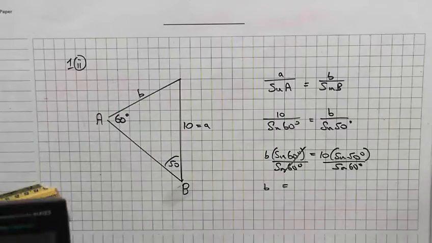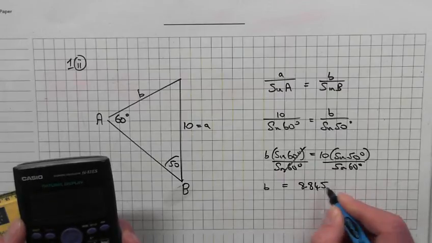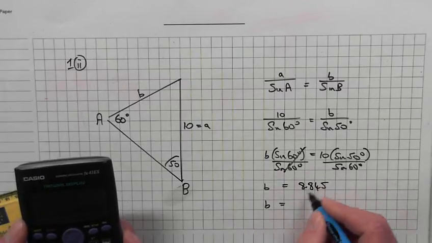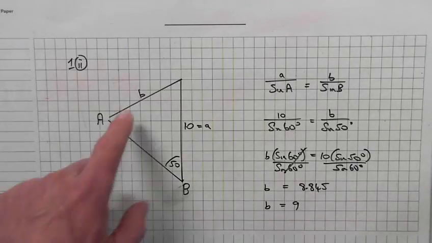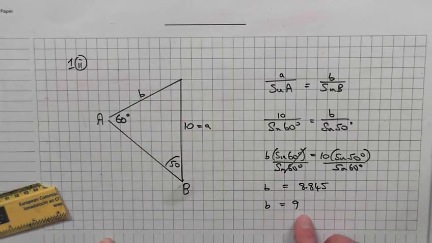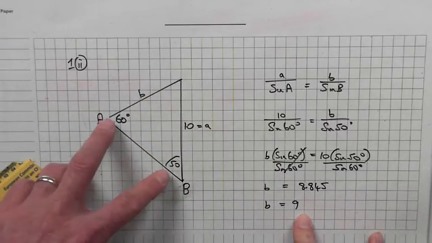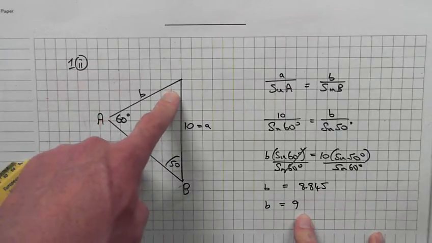8.84, is that what you got? 8.845. If you're asked to round it off to the nearest whole number, the answer is 9. All right. To get the third angle, you just add those two together, subtract from 180. You got this angle, and then you can start again.